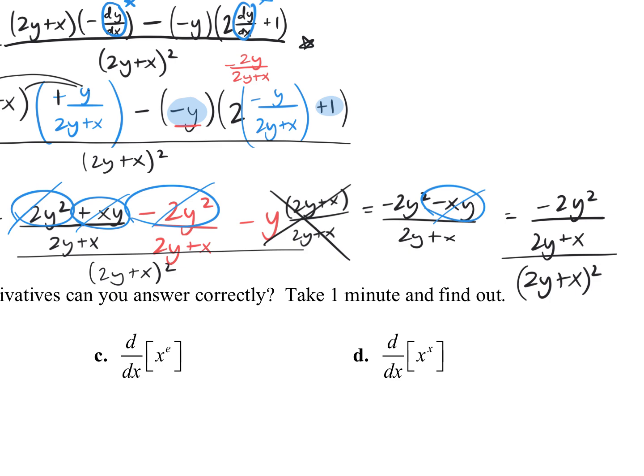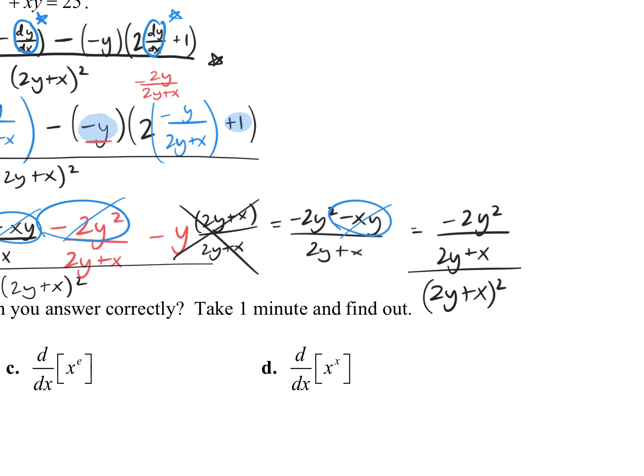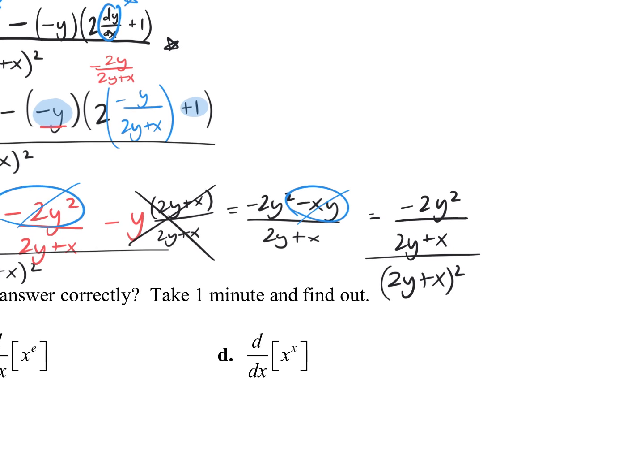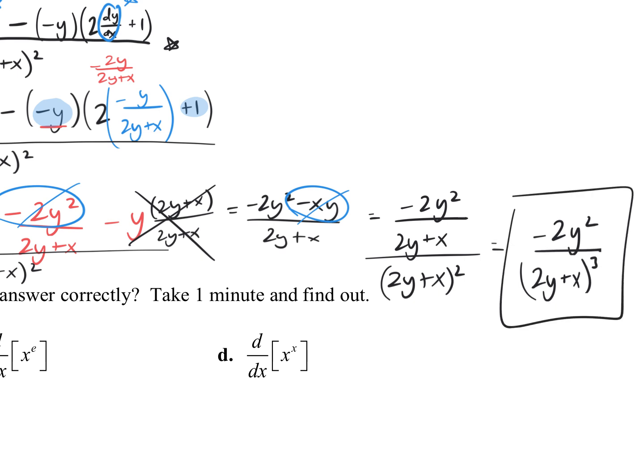Which is really just the same thing. If I divide by my fraction here, right, I can multiply by the reciprocal. So this is the same thing as negative 2y squared divided by 2y plus x to the third power. Because this is to the first power down here, right? And then if I write 2y squared divided by 2y plus x times 1 over 2y plus x squared, that gives me 3 of those on the bottom, right? Yeah? Question?